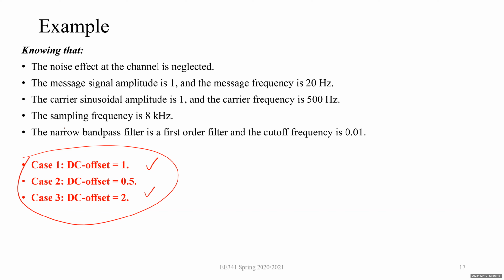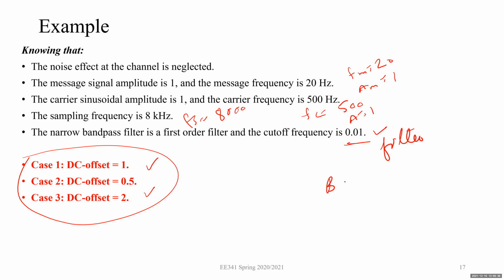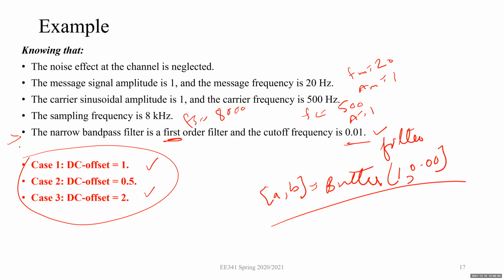Here the message frequency fm is equal to 20, amplitude Am is equal to 1, and fc is equal to 500, and the carrier amplitude is equal to 1, sampling frequency fs is equal to 8000. Okay, the cutoff frequency is needed for the filter, a Butterworth filter. The filter order is 1, and the cutoff frequency is 0.01. You have to define [b, a] equal to this filter. For this you need this last line.